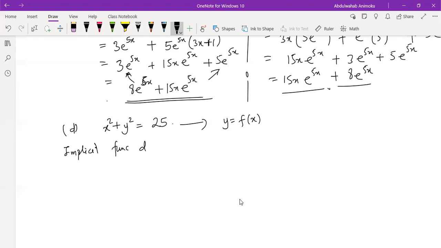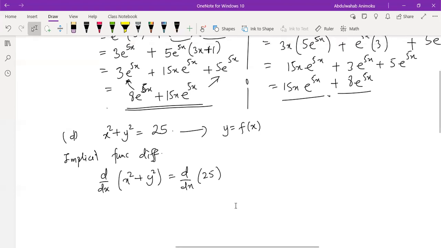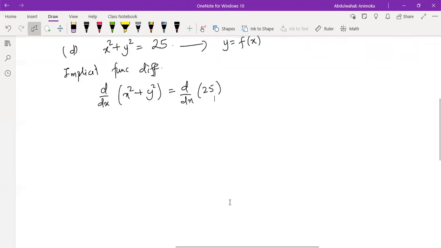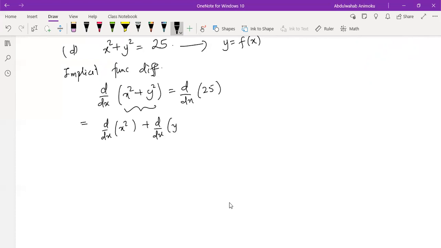function differentiation, what do I do? I'll take the derivative of both sides. So all I'll do is just take the derivative of both sides. Now, because we are dealing with derivatives, the derivative of the sum of two functions would be equal to the sum of their derivatives. So I can separate them using these derivatives, right? So they will be equal. The derivative of the sum is the same as the sum of the derivatives. So that is clear. And then the derivative of 25, because this is a constant, is going to be 0.